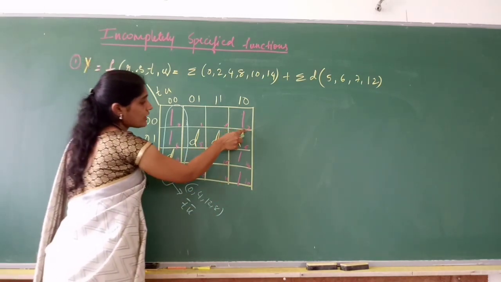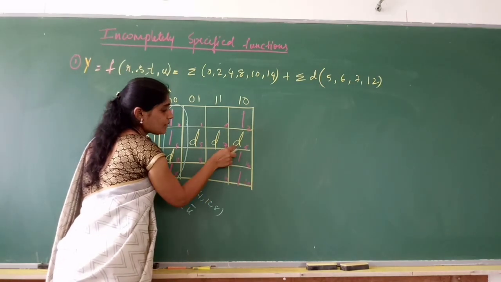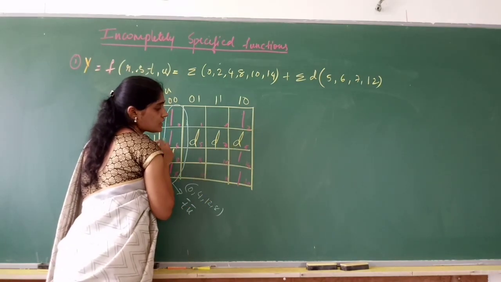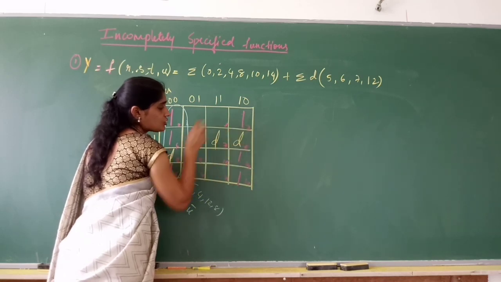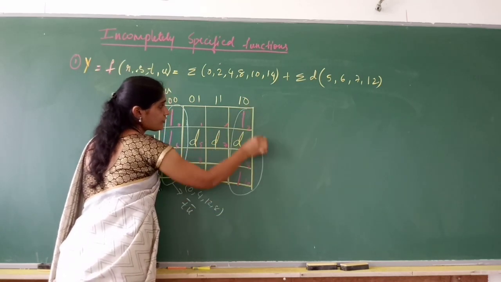Similarly, to cover 2, 14, 10, make use of this don't care term. Instead of going for only 14 and 10, you can combine the don't care term 6 and 2. So 2, 6, 14, 10.